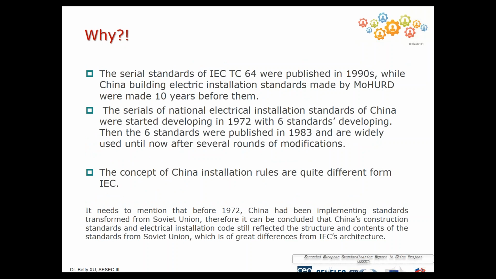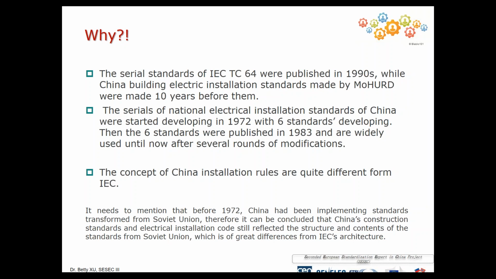Another reason is that IEC TC64 standards were published after the 1990s. However, in China, the civil building electrical installation standards were made 10 years before them. The National Electrical Installation Standards of China started to be developed in 1972, and since then the six standards had been developed. After 30 years and different rounds of modification and revision, the six standards are still there, and they are still very important and key standards for electrical installation rules. Also, the concept or mindset of China's installation rules is quite different from IEC.